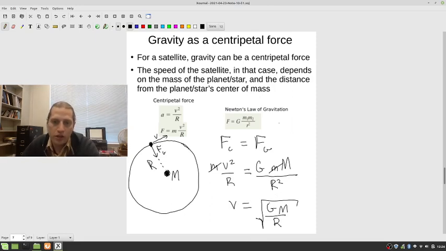Okay, so in a circular orbit, there's a very close relationship between the mass of the thing being orbited, that would be like the mass of the Earth, the distance at which you're orbiting, and the speed that the satellite is going at. So let's see this in a specific example.